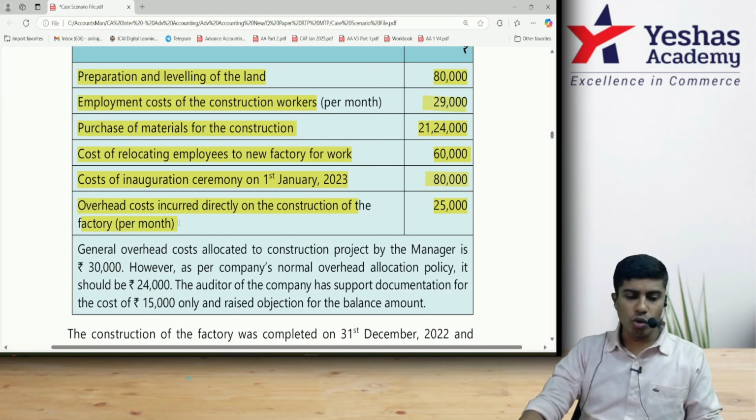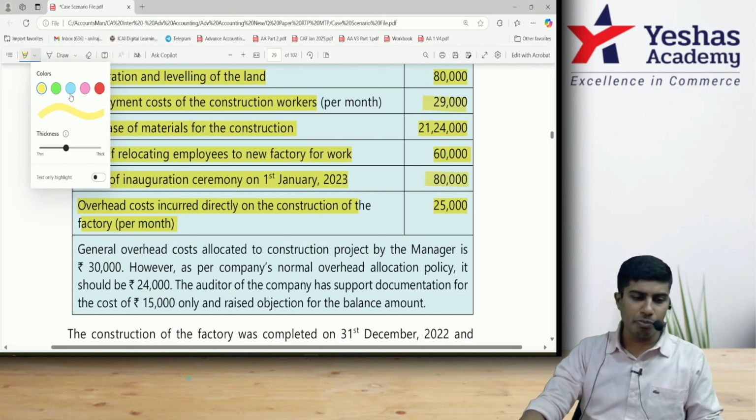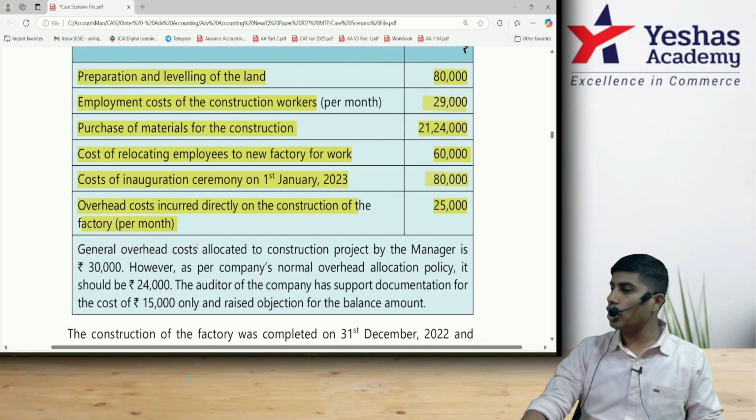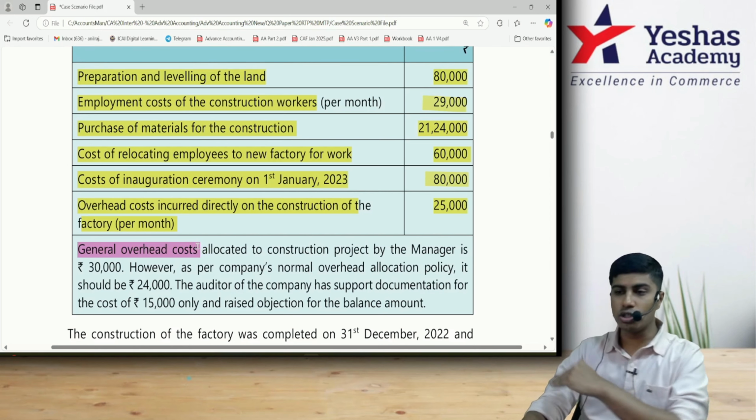Next, general overhead. Remember a very important point, guys. General overhead is never part of our cost of asset. It is to be excluded.